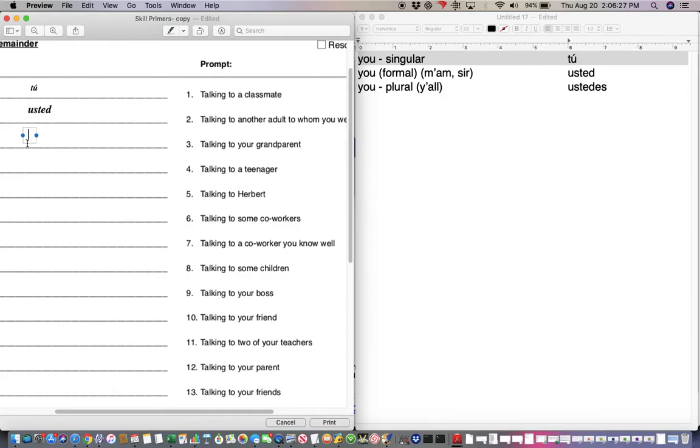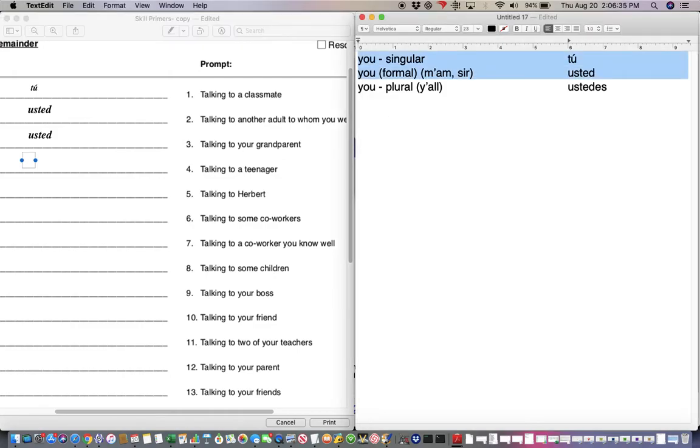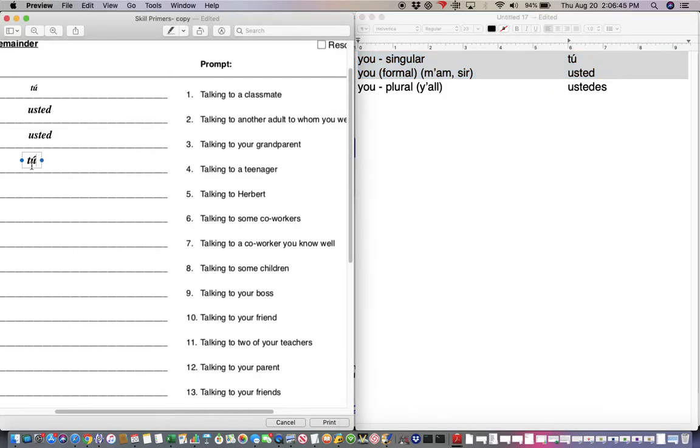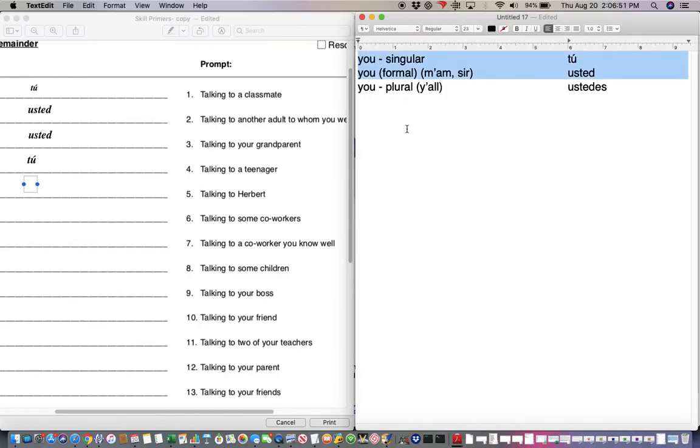Talking to your grandparent, that one is more formal, usted. Talking to a teenager, again, this is singular. It's one of these two, but you would not be formal with a teenager. You would just be the regular familiar you. So that would be tú. Talking to some guy named Herbert. You're not going to be formal talking to Herbert. He's just some person you know.